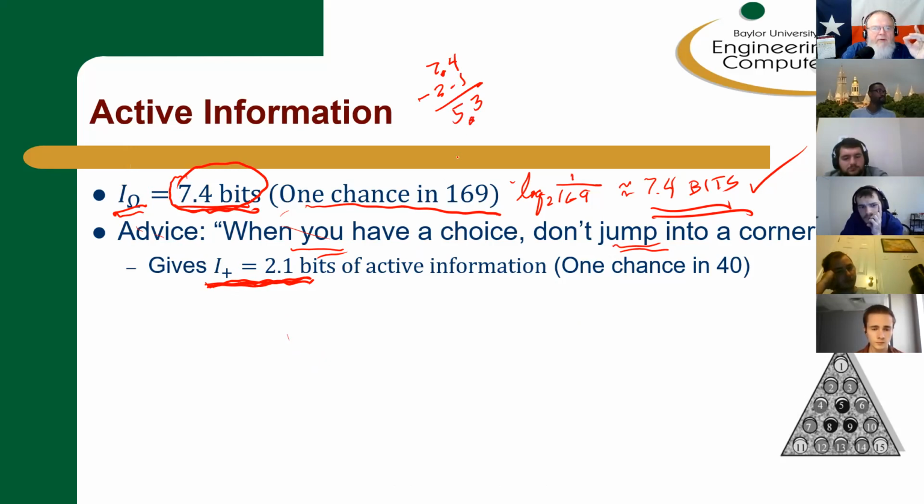So it's a little bit over the probability of flipping a coin 5 times and getting all heads. So it improves it quite a bit. I mean, 2 bits is by what, a factor of 4, right? So that's quite a bit. So this is not obvious that there's active information there, but the guy gave you good advice.